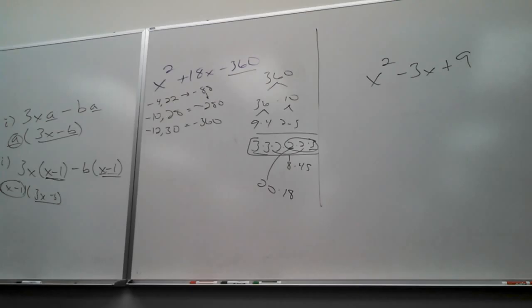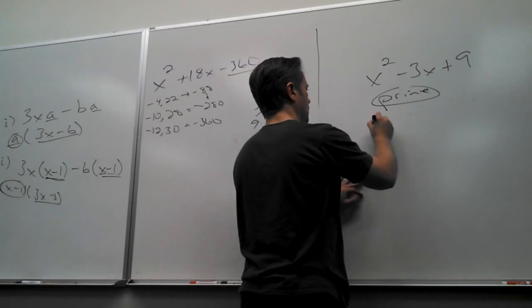Cool. What do you call a number that you can't factor? Because there's no factors of 9 to add to be negative 3, right? 9 is 3 and 3 or 9 and 1. And you're never going to make negative 3. So a number you can't factor, you call it prime. Prime. Or you say not factorable, which means it's an answer. Or you say, I can't do it.